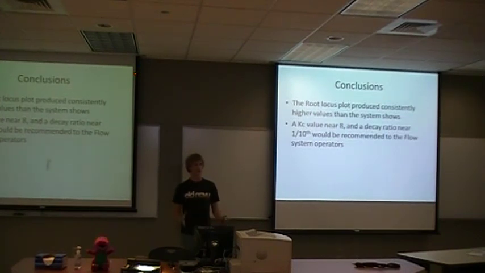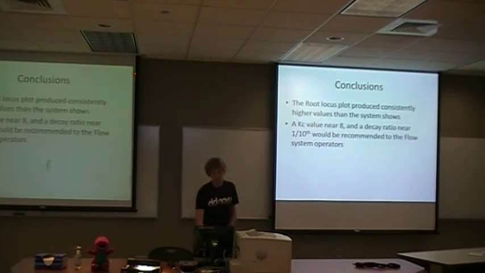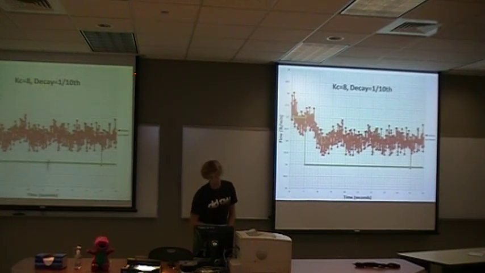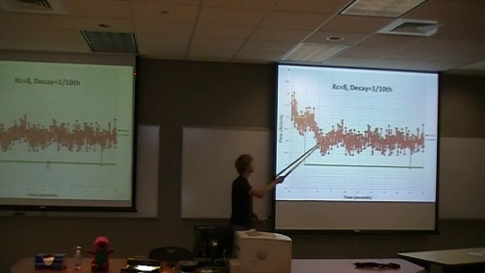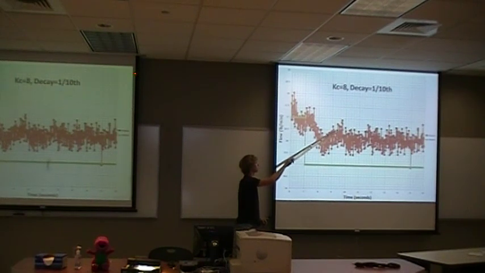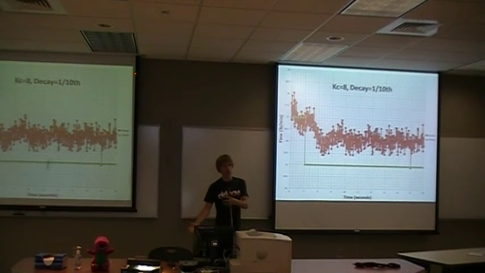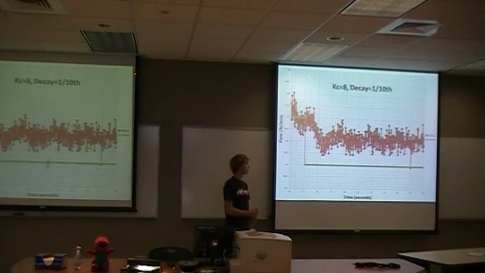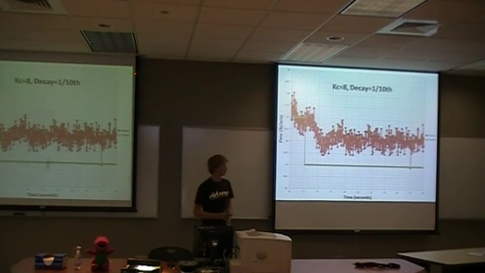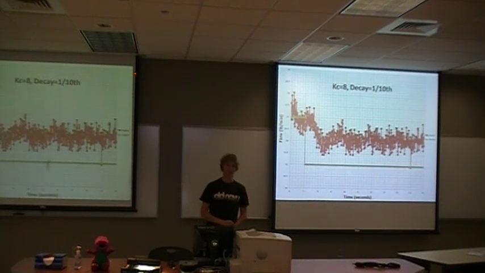And to try and shoot for that compromise, a KC value near 8 with a decay ratio of about 1/10 would be recommended for the flow system operators. To show you a picture of what I'm talking about here, this gives some oscillation in its response, and it gives a minimum offset with that oscillation. You get either a lot of oscillation and good offset, or you get no oscillation and terrible offset. So this is a pretty good compromise between those two. This is what we would, as a flow system team, suggest to the flow system operators would be a good choice for their system.